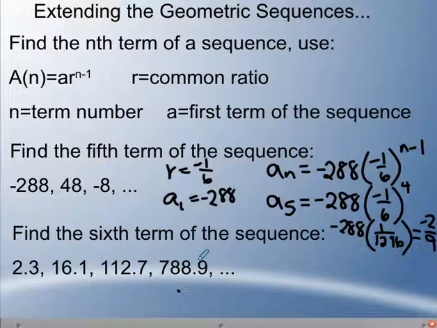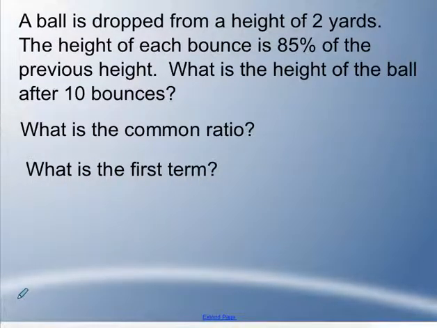Now, negative ratios are a little bit funny. As you can see, they go back and forth from positive to negative. But when we have just plain ratios, if it's under 1, it's decay. If over 1, it's growth. So if I look at this example, a ball is dropped from a height of 2 yards. The height of each bounce is 85% of the previous height. What is the height of the ball after 10 bounces?